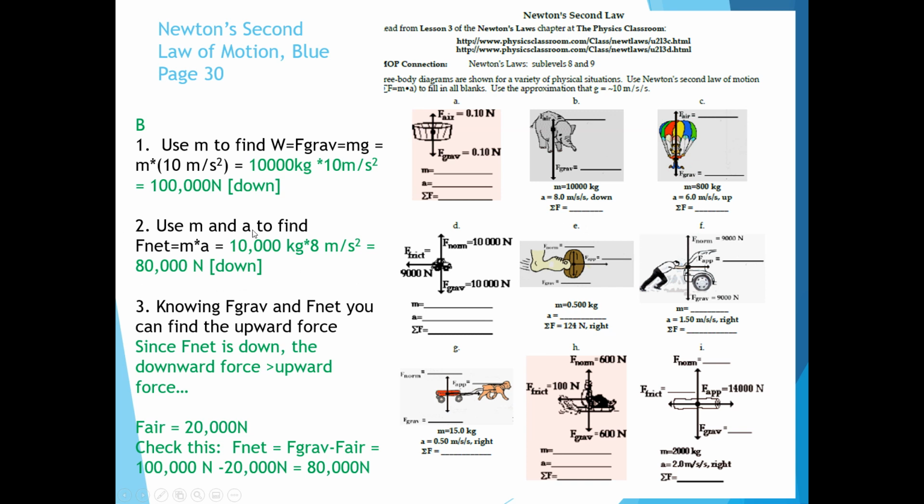So since the overall net force has to be 80,000 newtons down, we know that the force of gravity has to be bigger than the force of the air. So in order to get this, F air is going to end up equaling 20,000 newtons. And you can verify this by looking at the fact that the gravity is 100,000. If we say air is 20,000, then we're going to be left with the net force equaling 80,000.